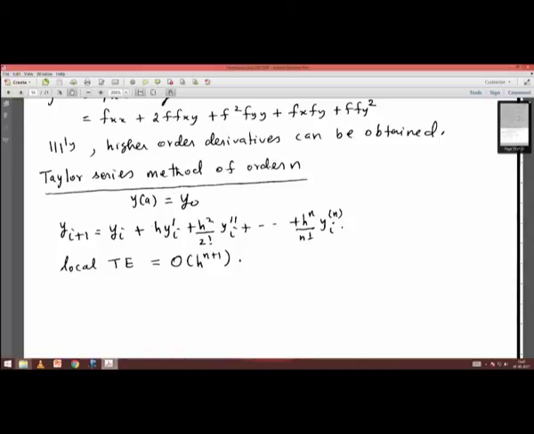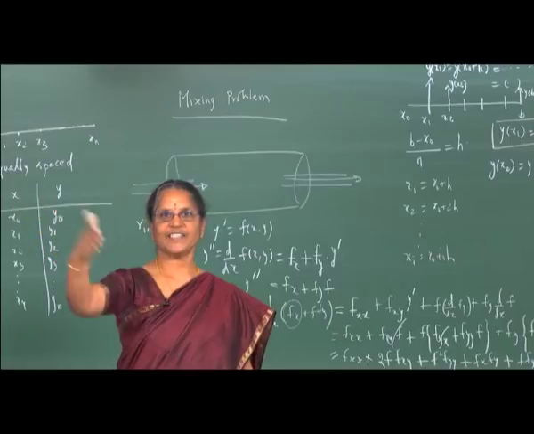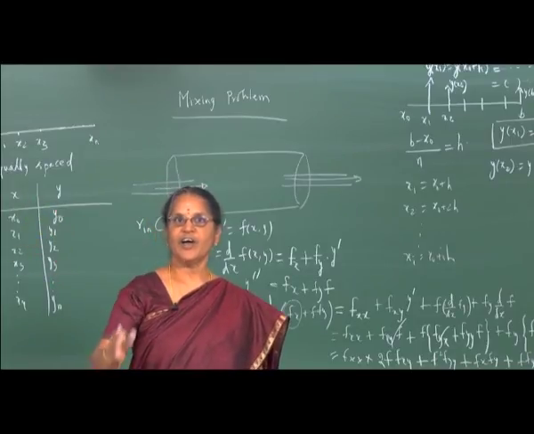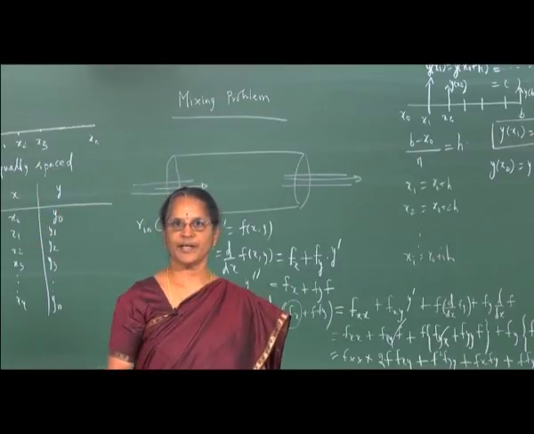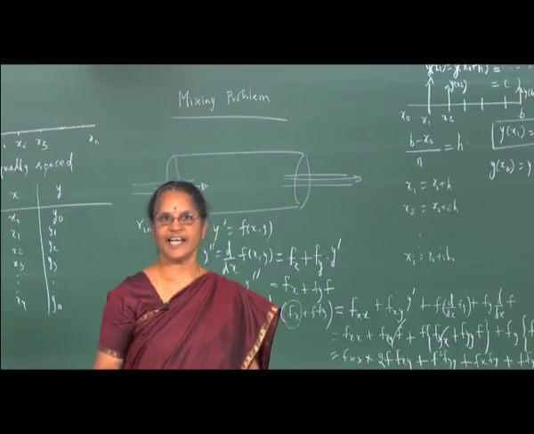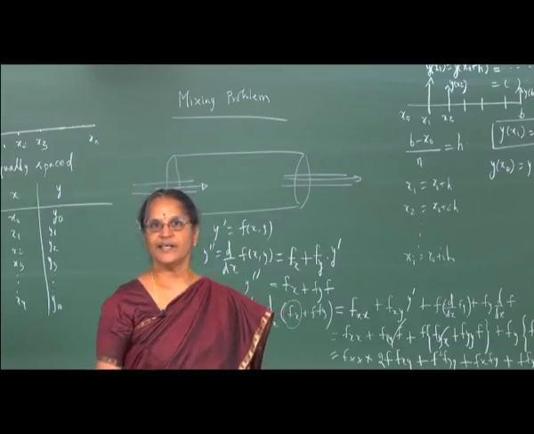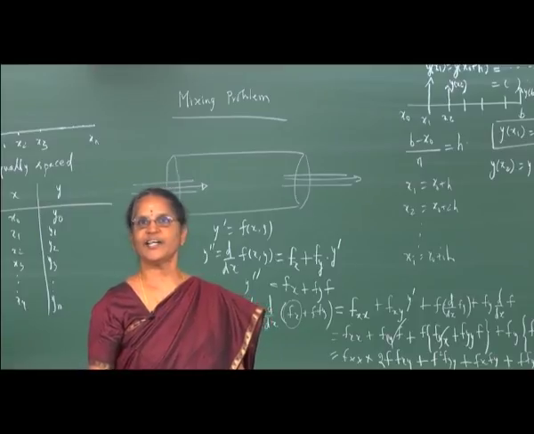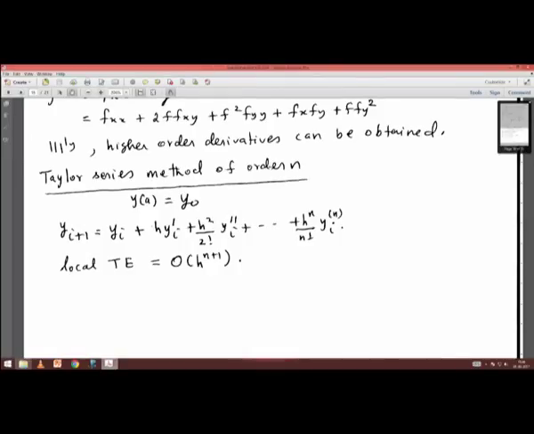So, y i plus 1 will be y i plus h y dash i plus etc., up to h power n by factorial n into nth derivative of y evaluated at xi. I have neglected the higher order terms. The first neglected term is of order of h to the power of n plus 1. So, the local truncation error that is incurred by using a Taylor's method of order n is order of h to the power of n plus 1.